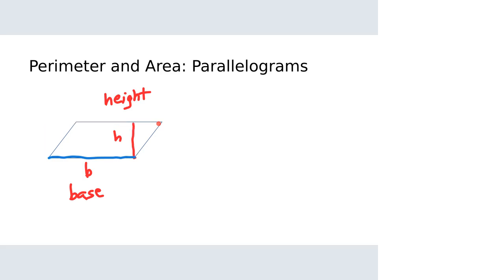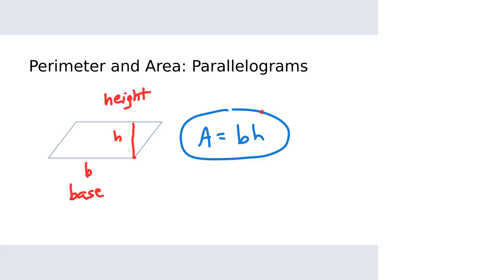All this to say, when we want the area of a parallelogram, our formula is going to be base times height. Just make sure that your height is your vertical distance from the base up to the top. So that's going to be our formula for a parallelogram. Let me know if you have questions before I have you try one where you find the perimeter and area.